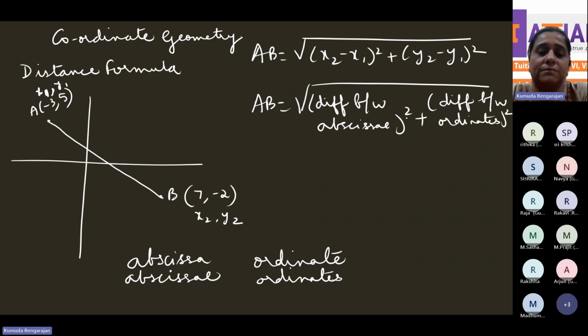So this is the formula. The distance between the 2 points, or the length of the line segment, is given by the square root of the difference between abscissae, the whole square, plus the difference between ordinates, the whole square, or the square root of the difference between ordinates, the whole square, plus the difference between abscissae, the whole square.